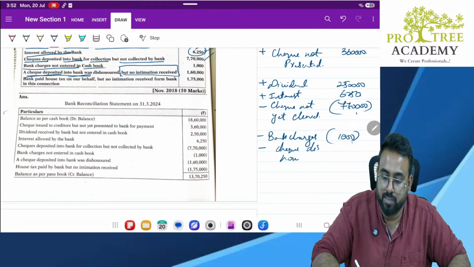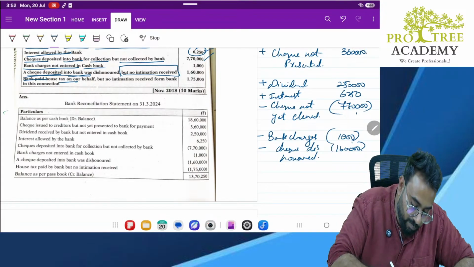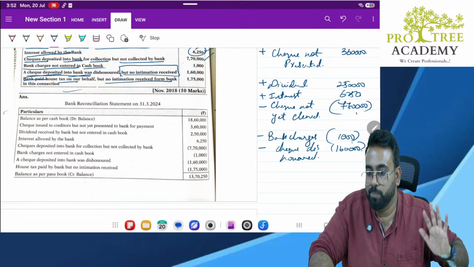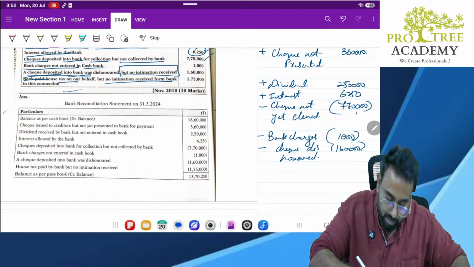Correct? Next, bank paid house tax on our behalf but no intimation received. That means payment has already gone. We have not recorded. Now we will record it.